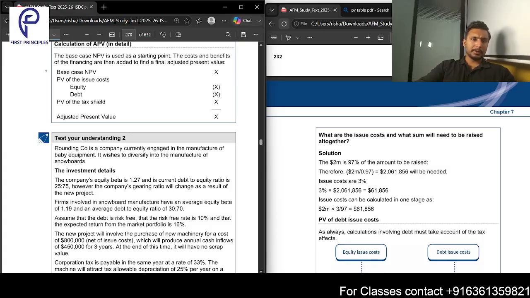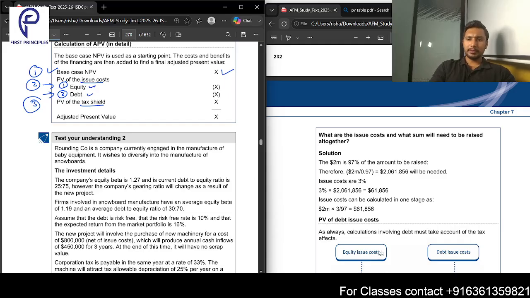Yesterday we did our base case NPV, and whenever we do the issue cost, there will be one issue cost of equity, one issue cost of debt, and along with it there will be a tax shield. So there will be the base case NPV, second the present value of issue cost, and third the present value of tax shield. So three things will be there. The one is our base case NPV. Then we have the present value of issue cost of equity and debt. So let's calculate for both.